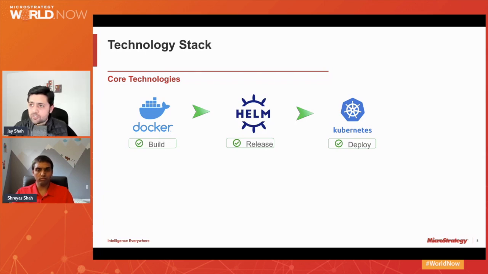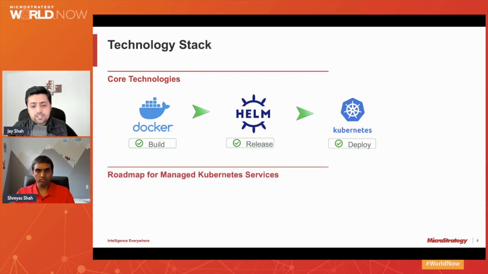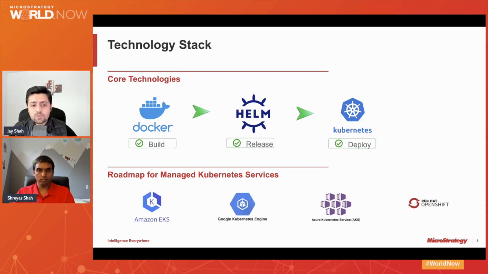Now, the reason why we chose Kubernetes is so that we can consistently run the MicroStrategy application regardless of where it's deployed, whether it's on-prem or on cloud. As long as we have a Kubernetes cluster, we can deploy MicroStrategy. Now, you can certainly set up your own Kubernetes cluster and configure that, but there are also managed Kubernetes services provided by most major cloud providers, such as Amazon, Google, Azure, and even for on-prem, you can use Red Hat OpenShift.